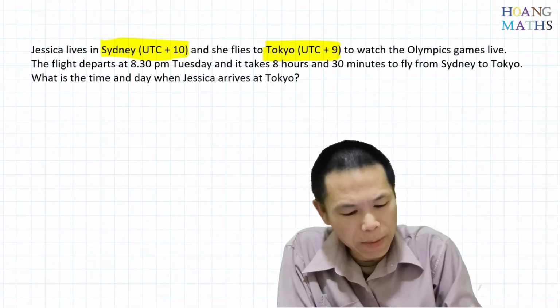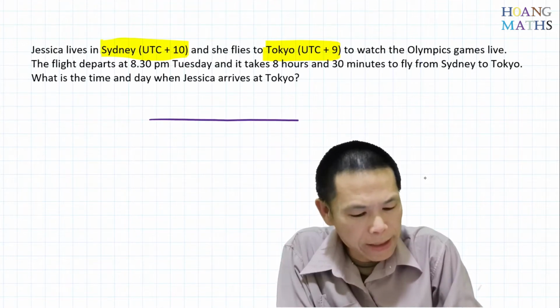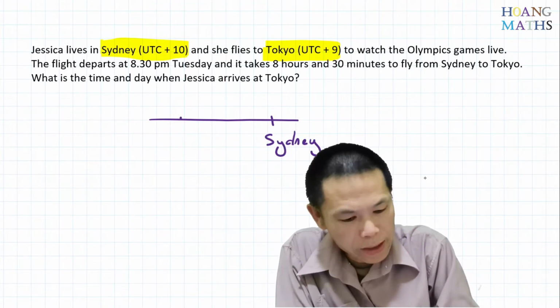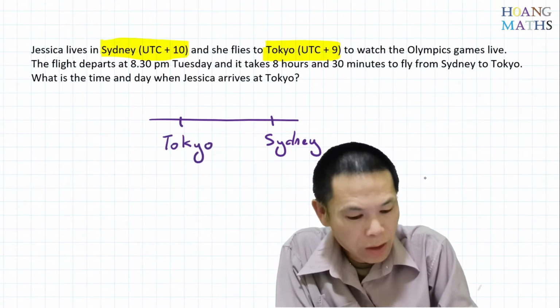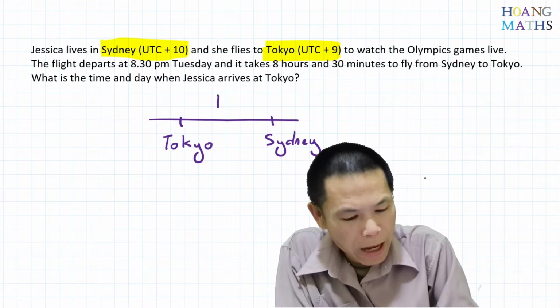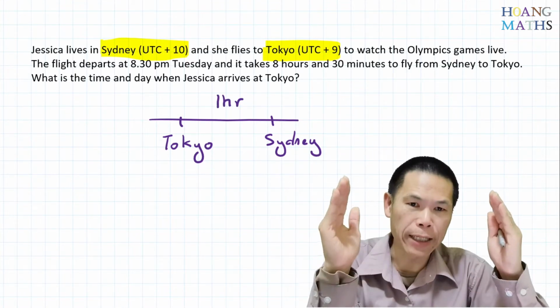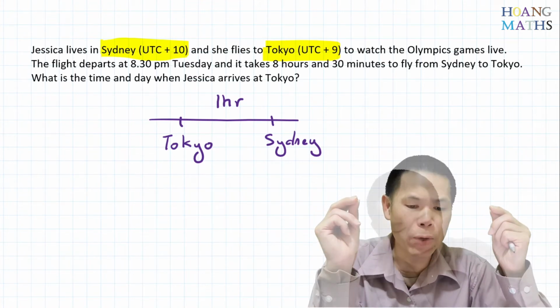So let me draw a timeline first. This means that Sydney is in the east, so this is Sydney here, and then this is Tokyo. Therefore, it's a 1 hour difference because Sydney is plus 10 and Tokyo is plus 9. So the difference is 1 hour.